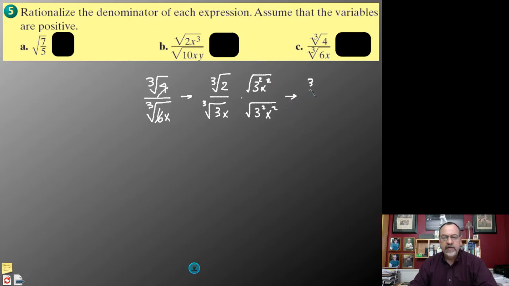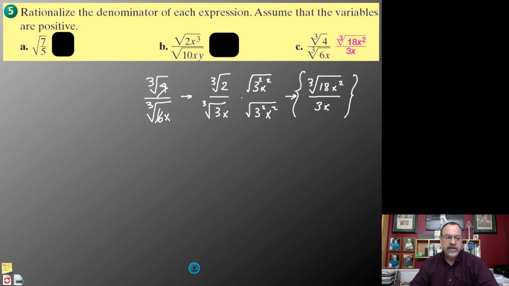So in my numerator, I have the cube root of 2 times 3 squared. So 3 squared is 9, times 2 is 18, and then I have x squared. And then in the denominator, I now have 3 3's, so the cube root of 3 cubed is a 3, and the cube root of x cubed is an x. So this would be the simplified version, with the denominator rationalized for this example. Okay, so I have the cube root of 18x squared over 3x. Now again, the simplification process first, and then rationalize the denominator last.